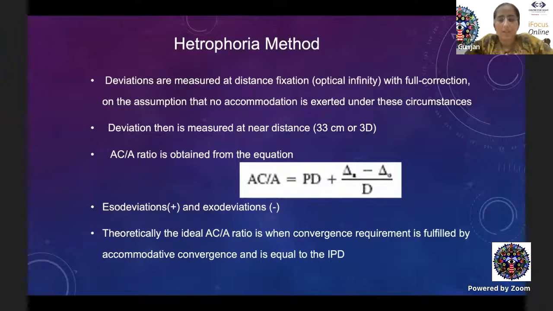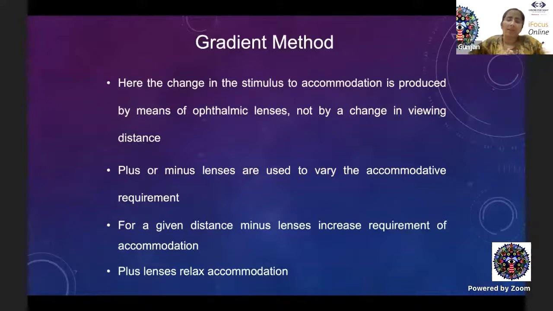That means, suppose you have a near deviation of 30 prism diopters, and a distance deviation of 30 prism diopters, then they both cancel each other and the AC/A ratio will be equal to the IPD. And that will be the theoretical ideal AC/A ratio. Coming to the next method, that is the gradient method.